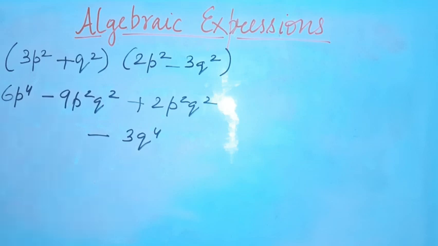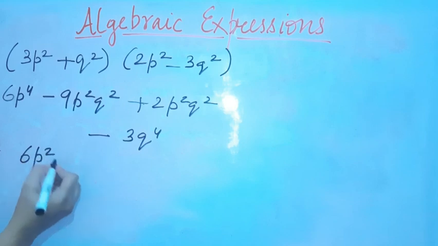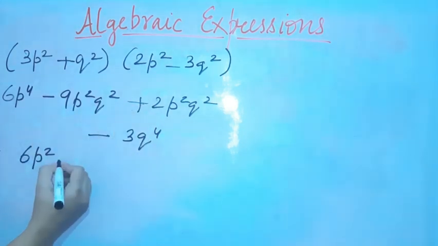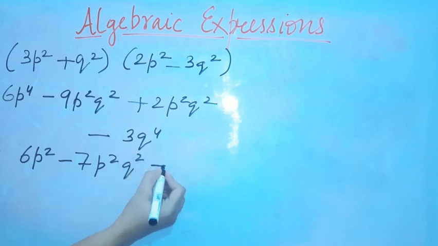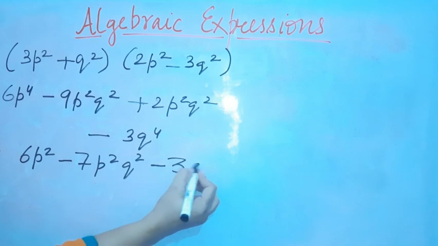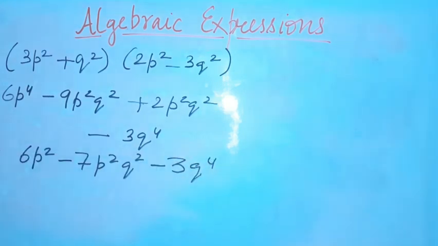Now we have to solve the like terms. Solving the like terms and collecting them together, minus 9 plus 2 is minus 7. So it will be minus 7p square q square minus 3q to the power of 4. I hope you must have understood how I have done this question. Now moving on to the next question, that is question number 14. Let's begin without wasting time.